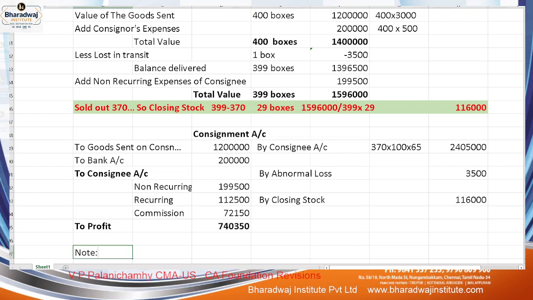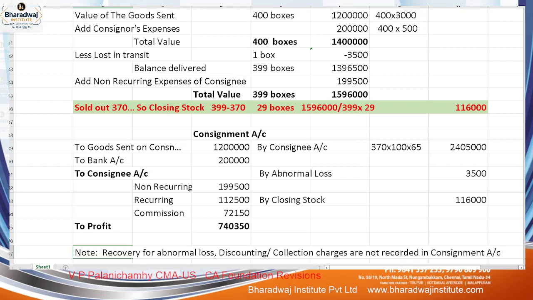So what you have to notice? Recovery for abnormal loss, and if there are any discounting charges or collection charges, are not recorded in consignment account. Because recovery for abnormal loss will be adjusted in abnormal loss account. Discounting or collection charges are not consignment expenses, so they will not be recorded in which account? Consignment account.